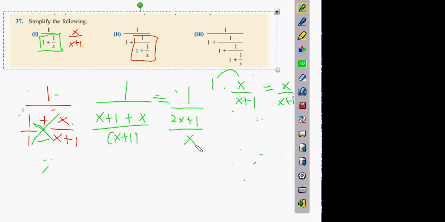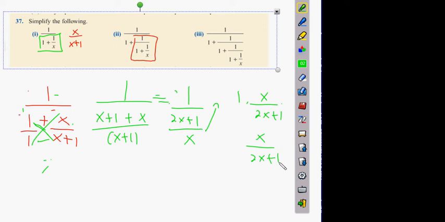Now what did we say about the fractions earlier? What you do with the fraction on the bottom? You bring it up and turn it upside down. And what do we get? Bring it up, turn it upside down, and you get 1 multiplied by x over 2x plus 1, and that means x over 2x plus 1.